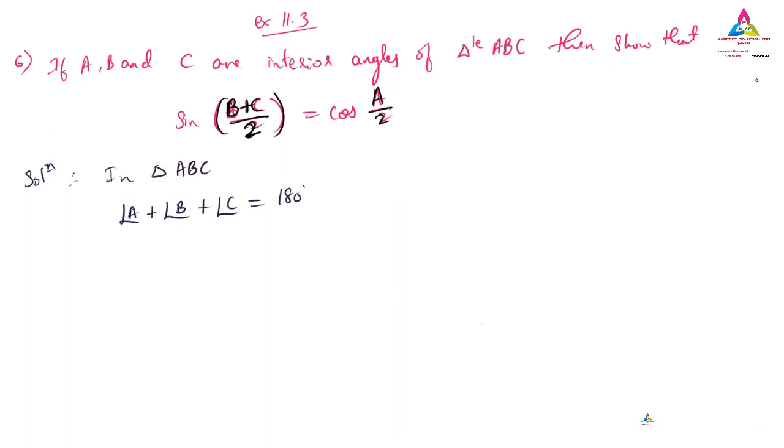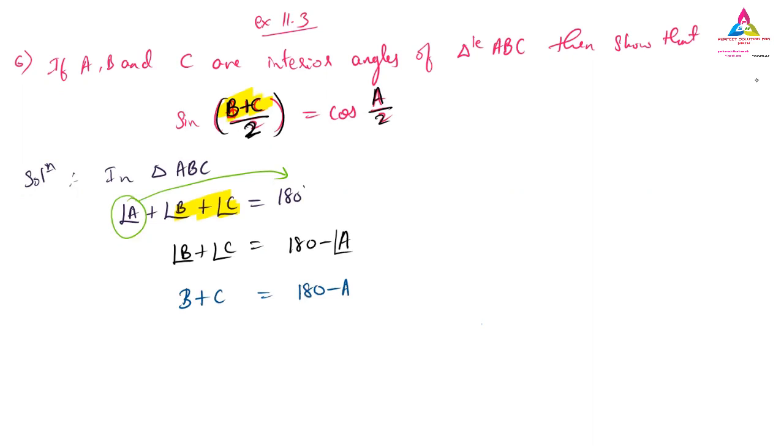We will shift this A from here to the right hand side, because here we want only B plus C. So we keep only B plus C and shift A to the other side. Here it will become angle B plus angle C is equal to 180 degrees minus A. I will not write the angle sign, I will write B plus C directly, because the final answer contains only B plus C. So here also 180 degrees minus A.